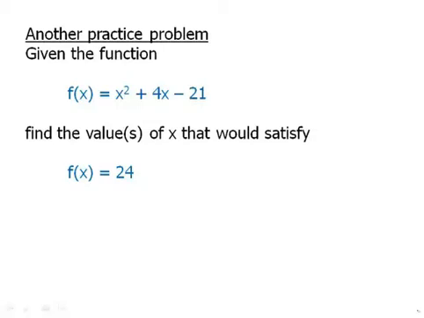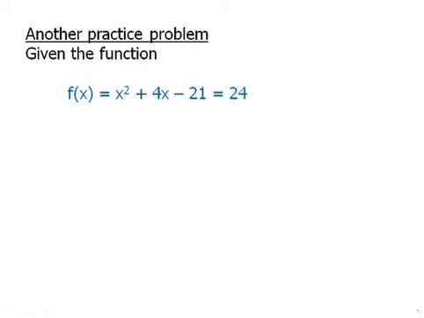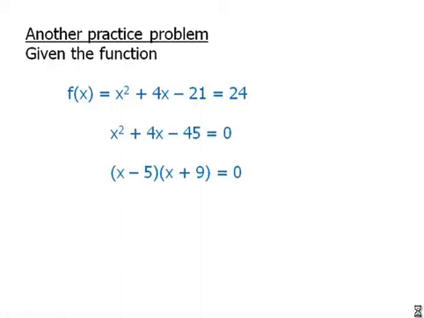Okay, let's think about this. We're going to say that that expression equals 24. So really, we can ignore the f of x. What we really have is just a quadratic equation there. So of course, the way we solve a quadratic equation, we get everything on one side equal to 0. Then we factor it. This one can be factored into x minus 5, x plus 9.